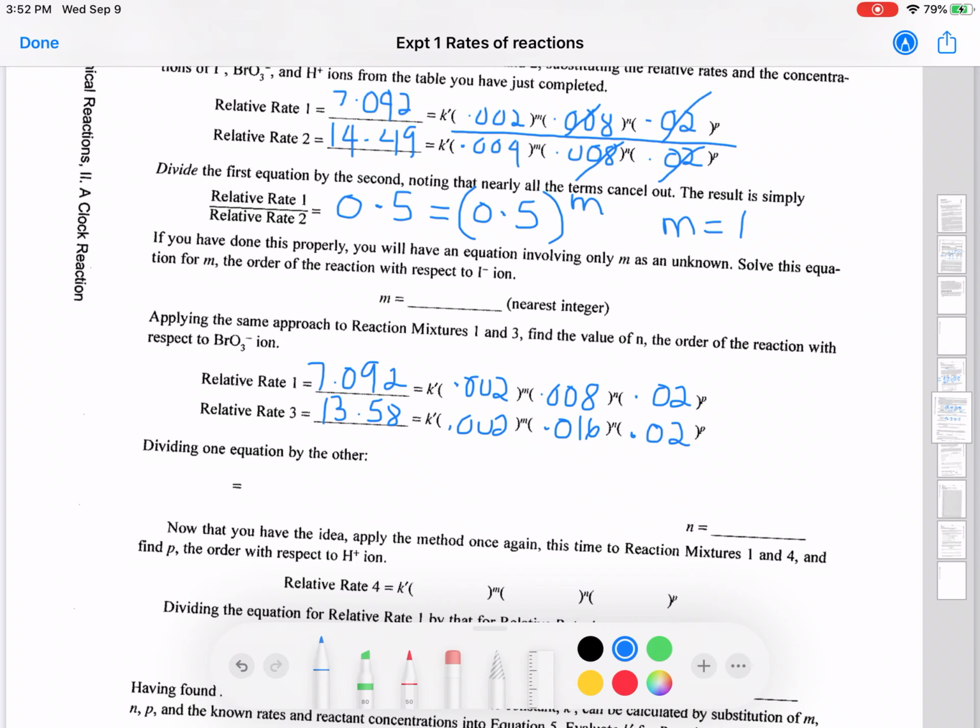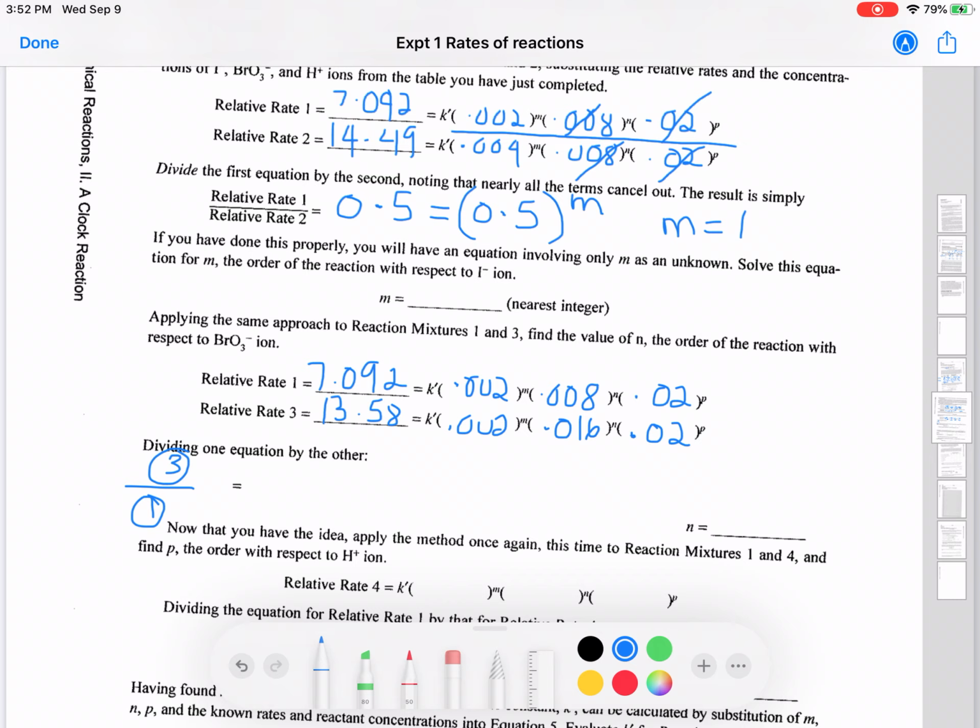Now you're going to divide one equation by the other one. You can either do relative rate 1 over 3 or you can do 3 over 1. I'm going to do 3 over 1 so I get whole numbers instead of decimals. You can do the other way around too, but it doesn't matter. You'll get the same answer.